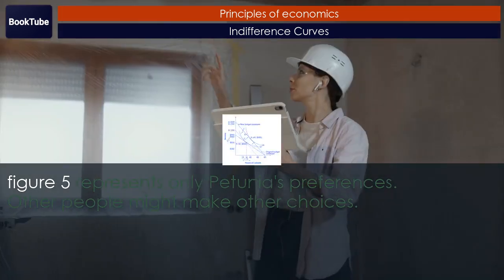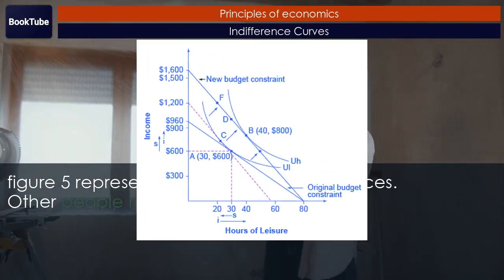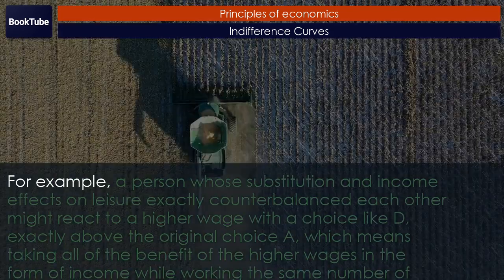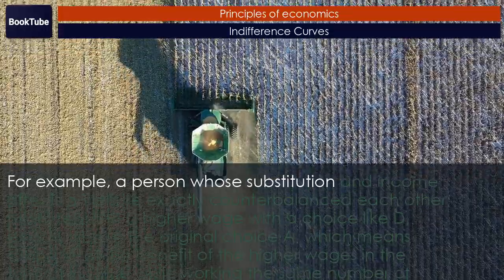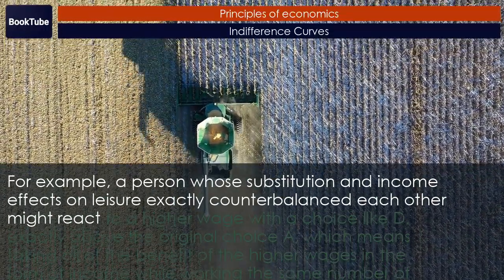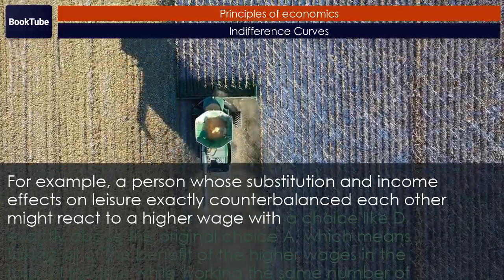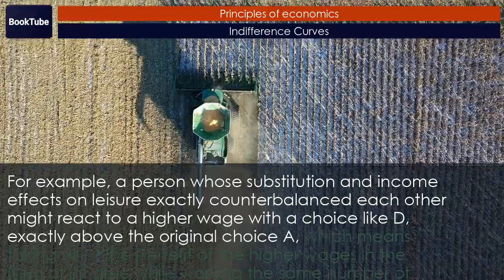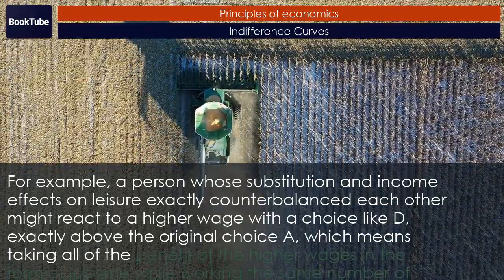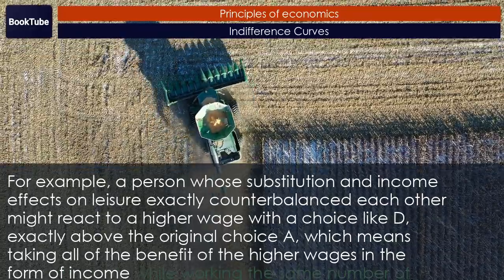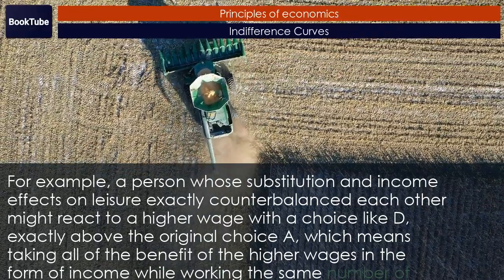Figure 5 represents only Petunia's preferences. Other people might make other choices. For example, a person whose substitution and income effects on leisure exactly counterbalanced each other might react to a higher wage with a choice like D, exactly above the original choice A, which means taking all of the benefit of the higher wages in the form of income while working the same number of hours.